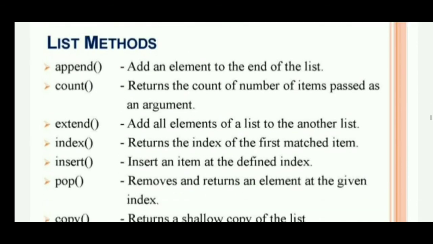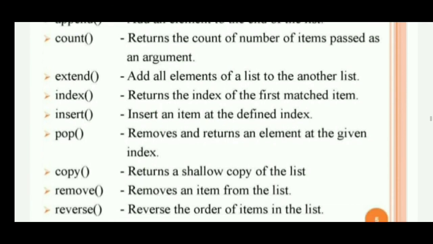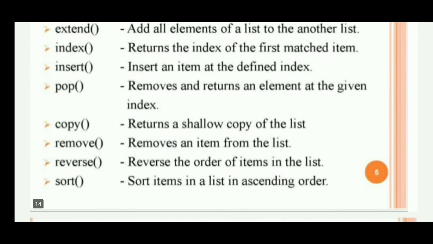So let us see what the list methods are. First one is append: add an element at the end of the list. Count returns the number of items present in a given list. Extend adds all elements of a list to another list. Index returns the index of the first matching item. Insert an item at the defined index. Pop removes and returns an element at the given index. Copy returns a shallow copy of the list. Remove an item from a list. Reverse the order of items in the list. Sort items in a given list in ascending order.